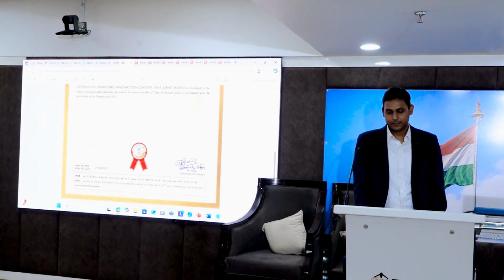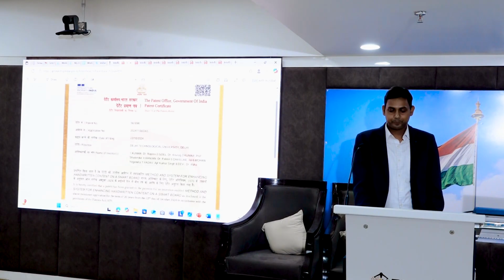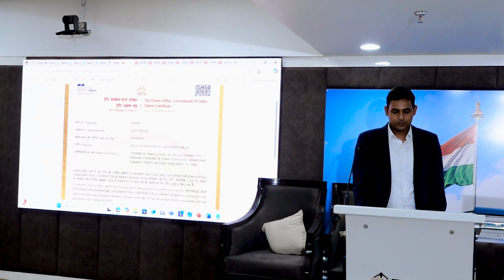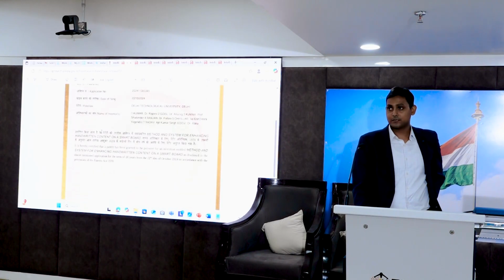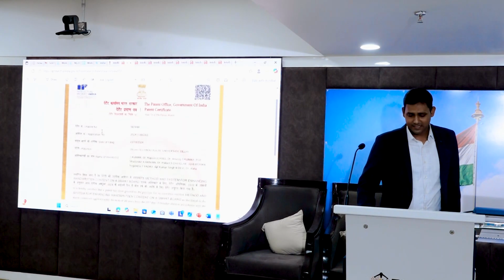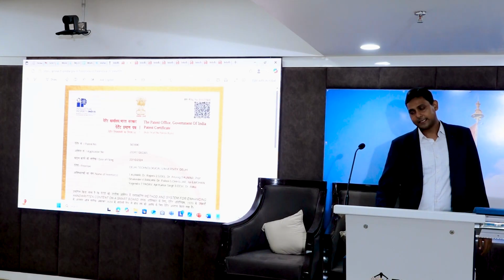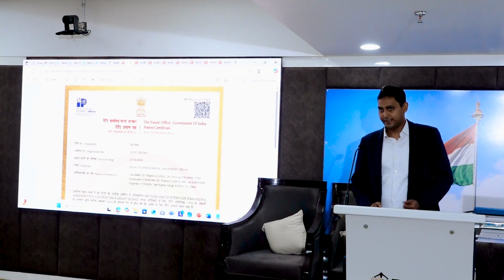So this is the patent certificate. See. It was filed on 22nd October and it was granted on 25th June. That means within 8 months this patent got granted. But that is a bit early; generally it takes 2 to 3 years to get the grant.